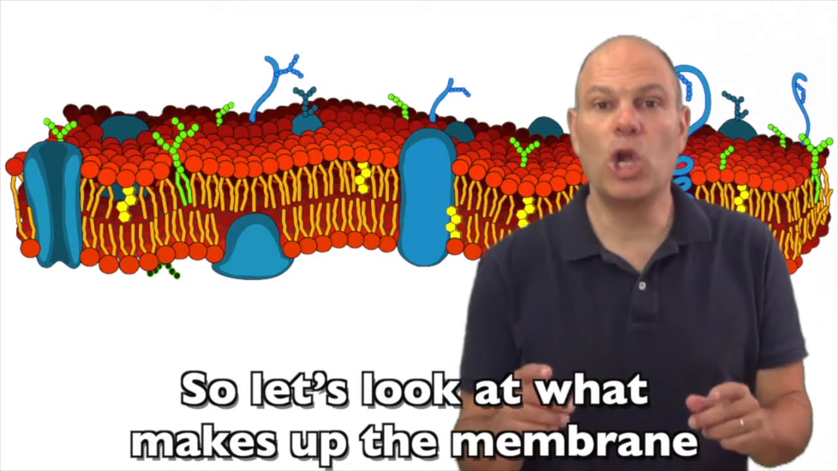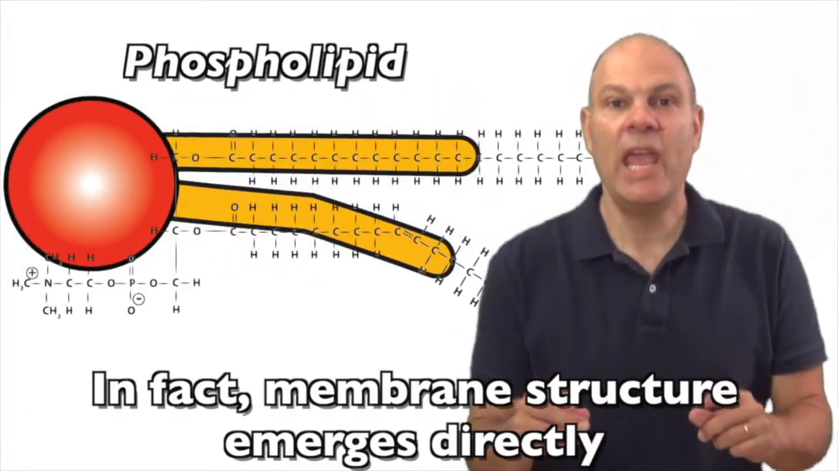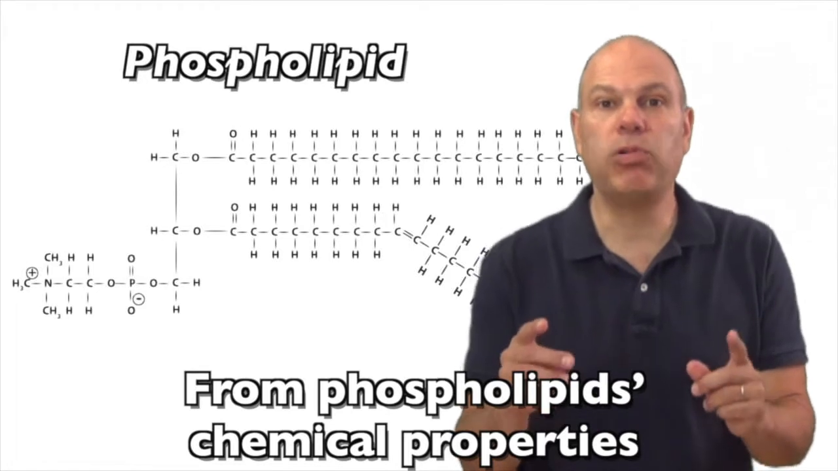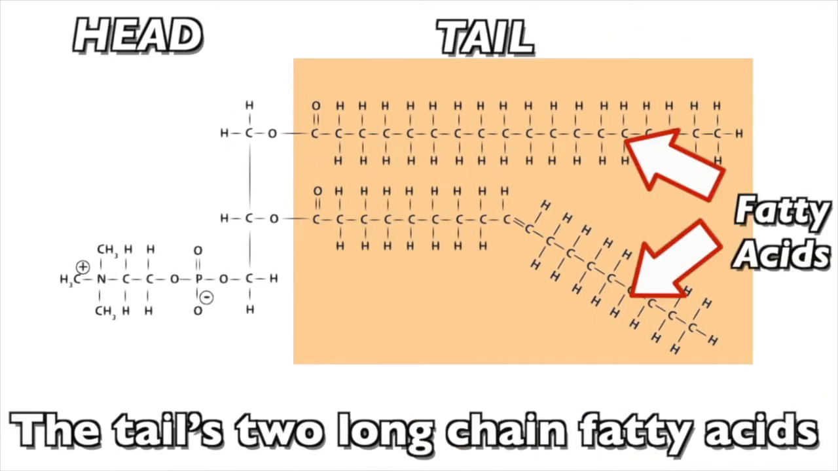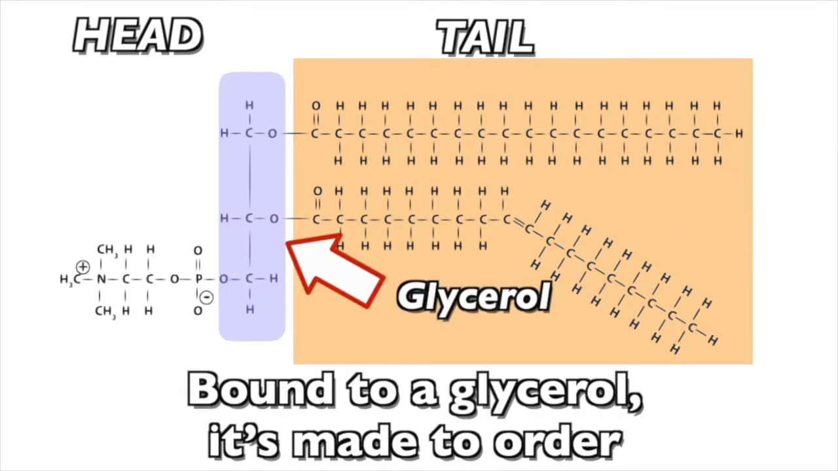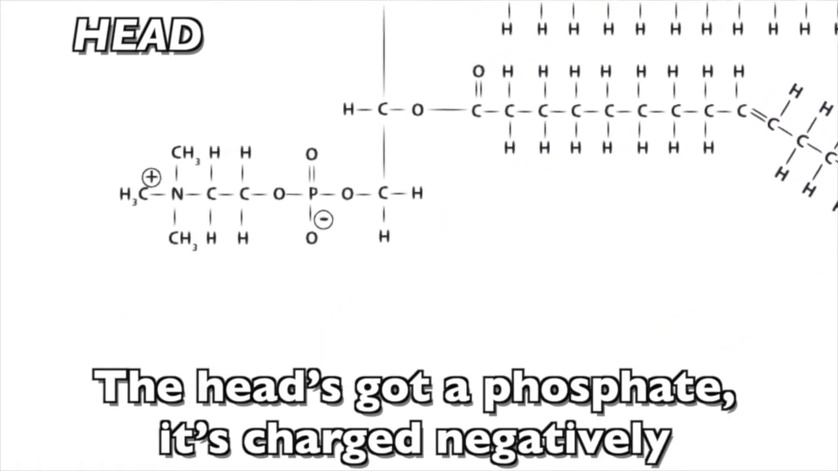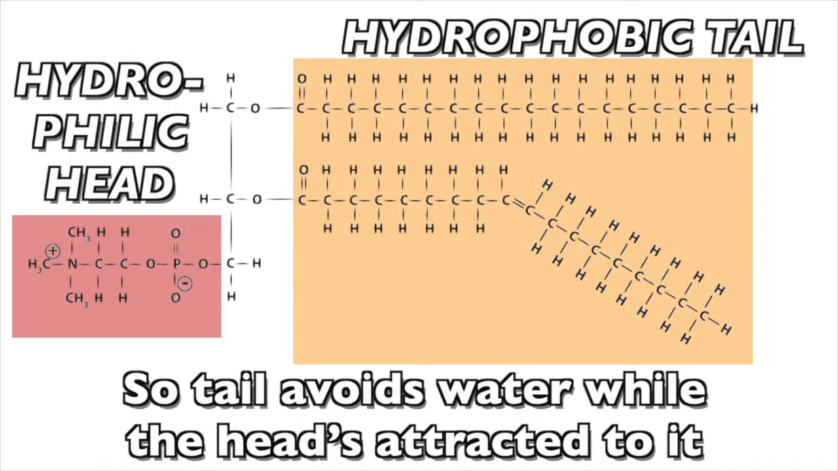So let's take a look at what makes up the membrane. Phospholipids rule in this domain. In fact, membrane structure emerges directly from phospholipids' chemical properties. There's a head and a tail on every phospholipid. The tail's 2 long-chain fatty acids bound to a glycerol. It's made to order. The tail's non-polar, hydrophobic, fears water. The head's got a phosphate. It's charged negatively, makes the head hydrophilic, plays in water happily. So tail avoids water while the head's attracted to it.